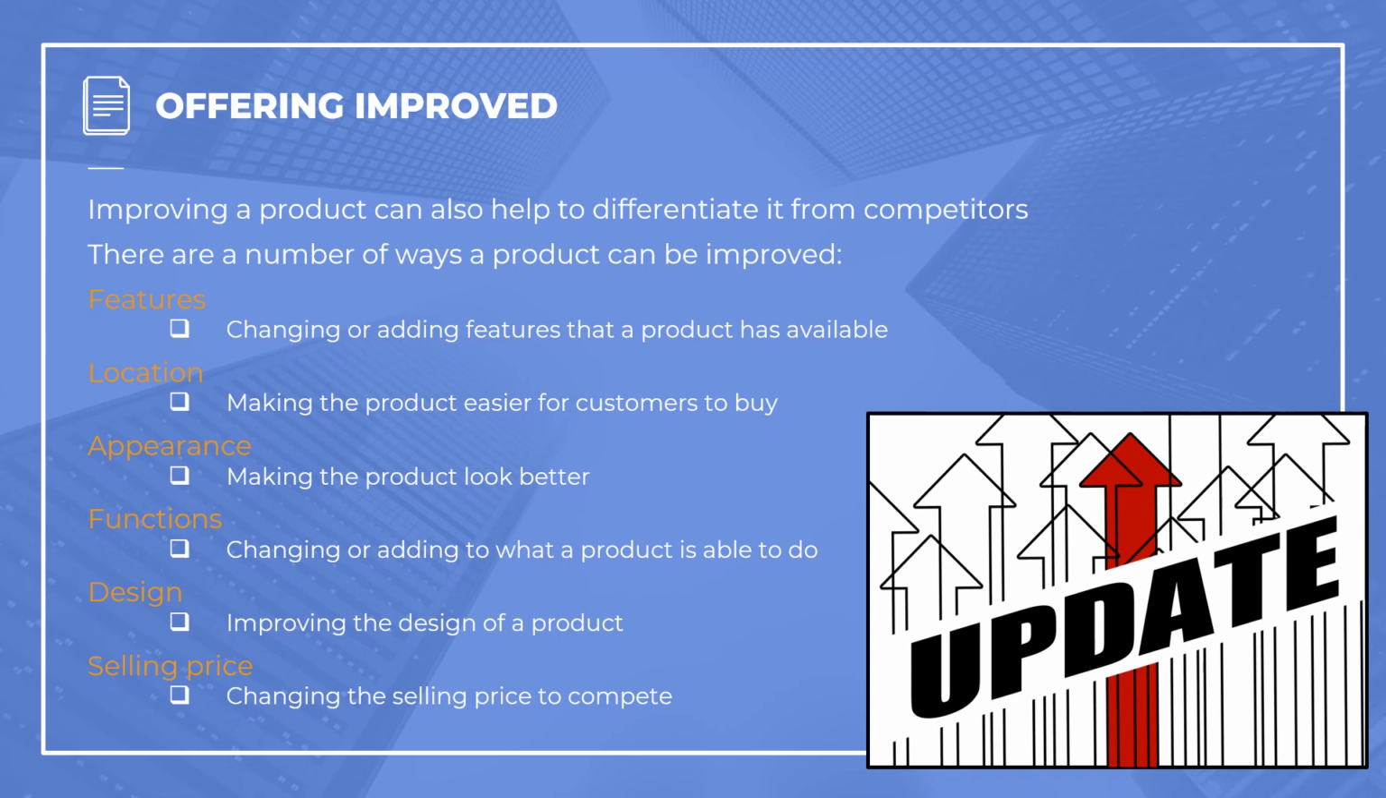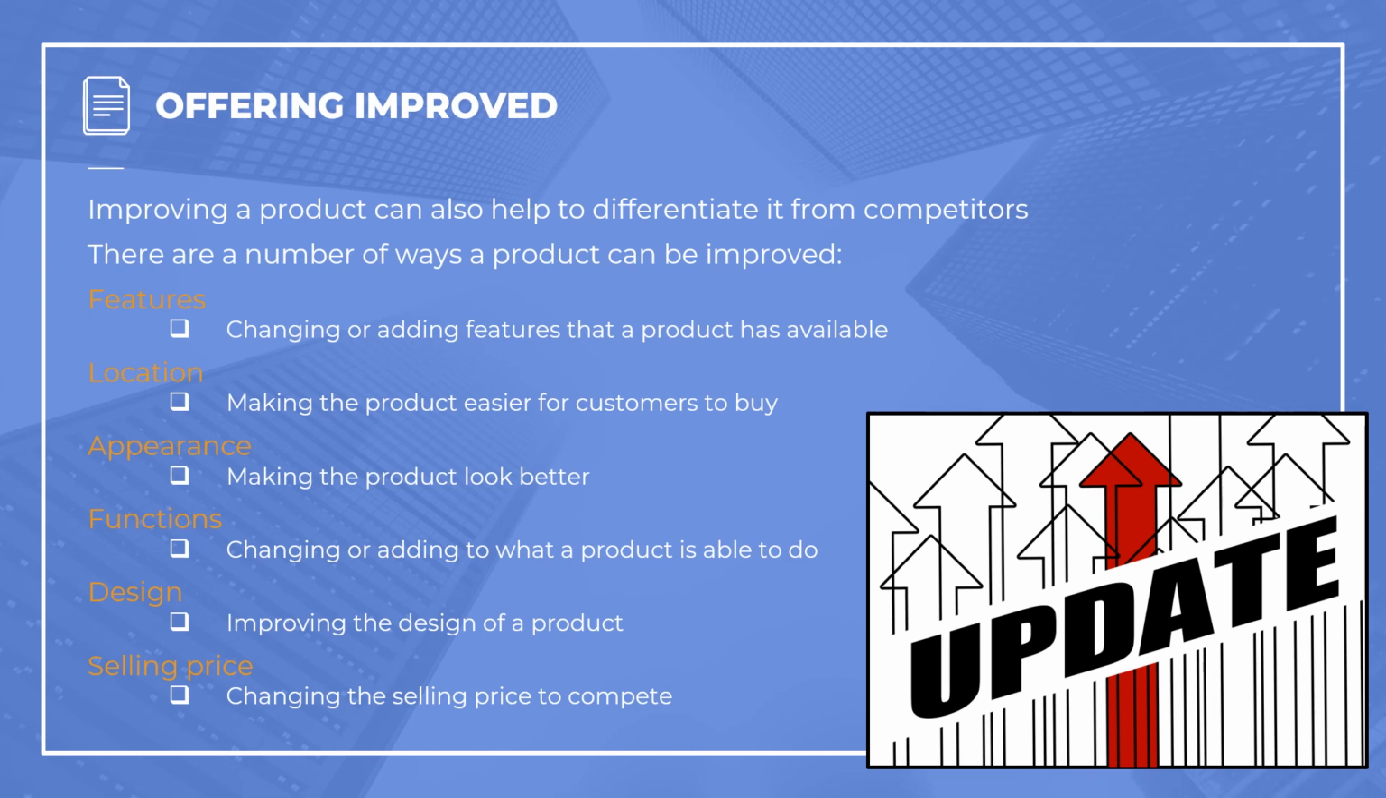When it comes to location, this could be making it easier for customers to buy. So you could put your product into more stores than anybody else, or you could sell it around the world and offer worldwide postage, things like that. Appearance, now this is making the product actually look better, so changing the way it looks. This could be just making it look a little bit smaller, a little bit more sleek, a little bit more polished.